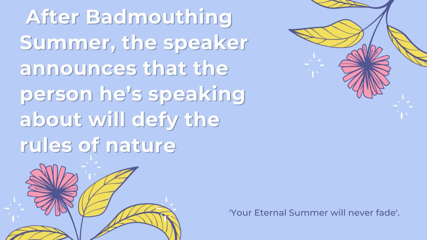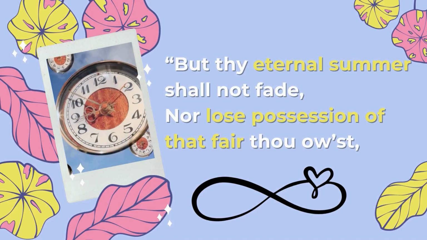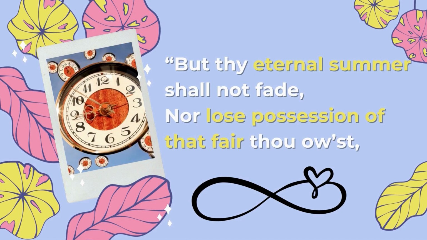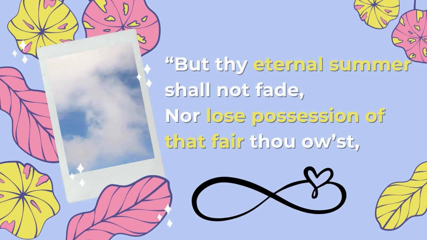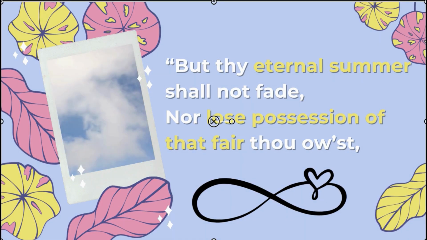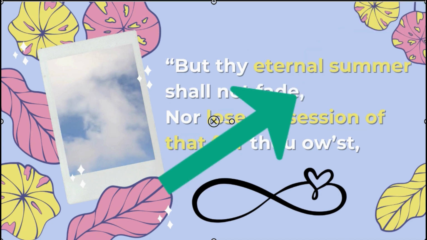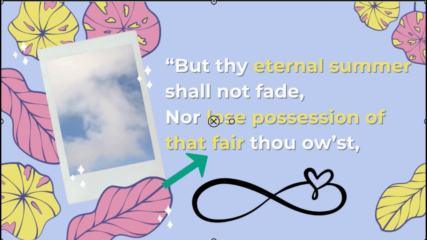And after bad mouthing summer, Shakespeare announces that the person he's speaking about will defy the rules of nature because their eternal summer will never fade. So we ask ourselves, how is that possible? Everything has a beginning and an end. He says, but thy eternal summer shall not fade, nor lose possession of that fair thou owest. So, in other words, your beauty, your memory, your life will never fade away. You'll never lose the beauty that you have.